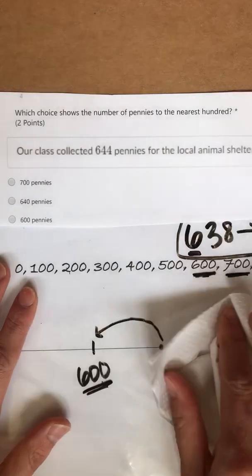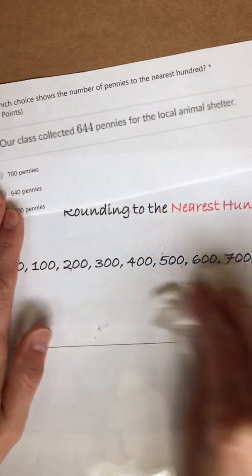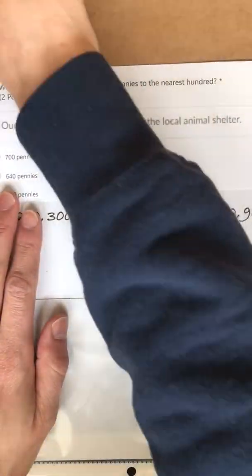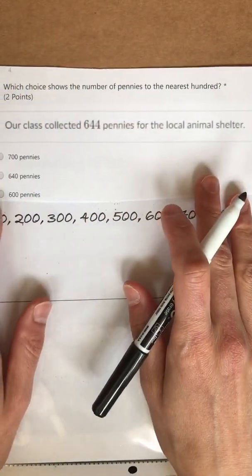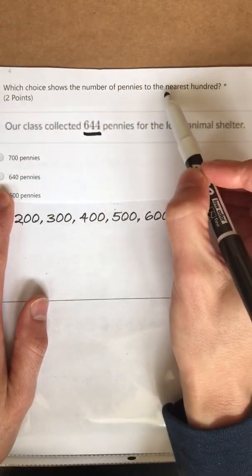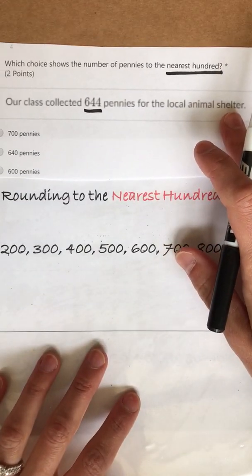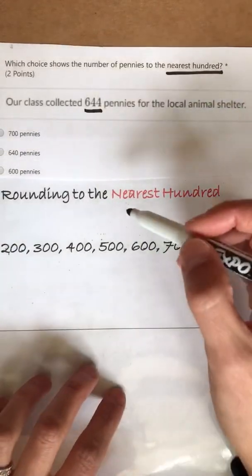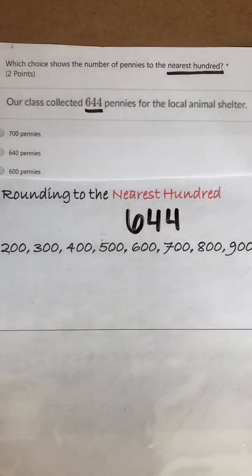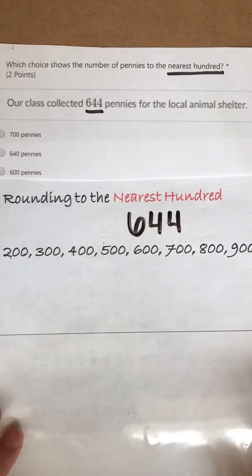So number 4 says, which choice shows the number of pennies to the nearest 100? Our class collected 644 pennies for the local animal shelter. So we want to round 644 to the nearest 100. So your first step is to create your number line. Remember, we're rounding to the nearest 100. So we need to decide what two hundreds 644 is between.